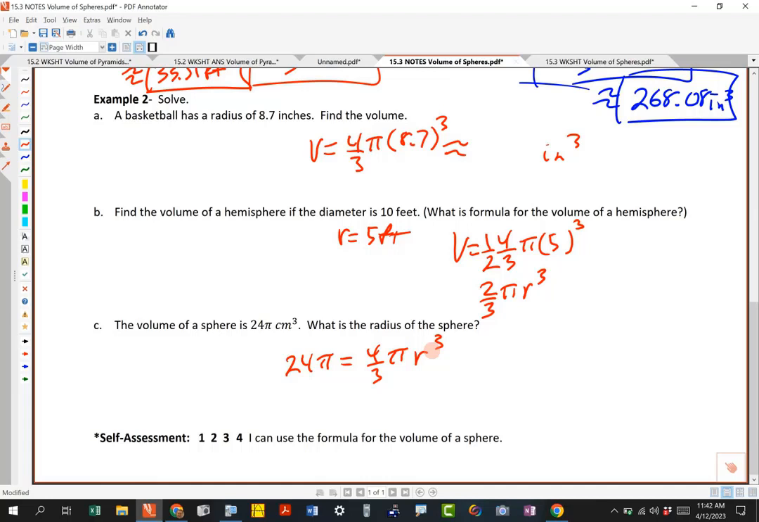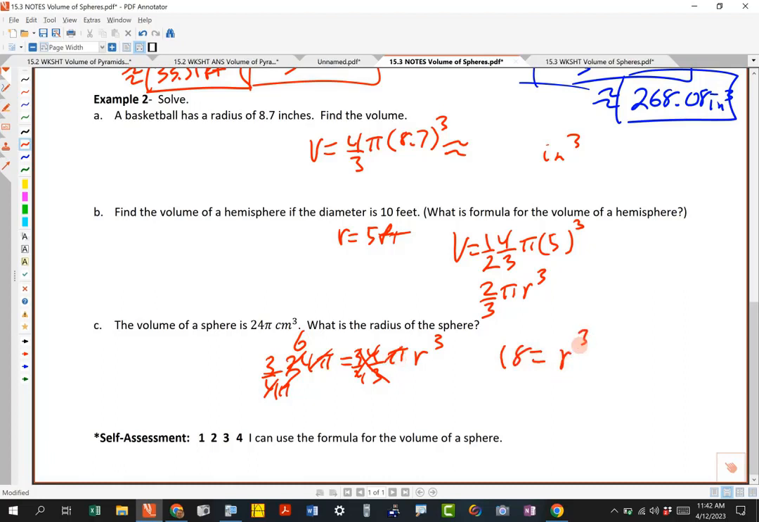Kalea, I want to get rid of this fraction in front of the variable. How do I get rid of a fraction in front of the variable? Multiply by its reciprocal. Great. We're going to multiply by 3/4 on both sides. And then there's something else that I can get rid of. What else can I get rid of? The pi. So we're going to divide by pi, and of course that's going to cancel. Cross cancel the 4 and the 24. That's going to be a 6. So that's going to be 3 times 6. We're going to get 18, and 18 equals r cubed.